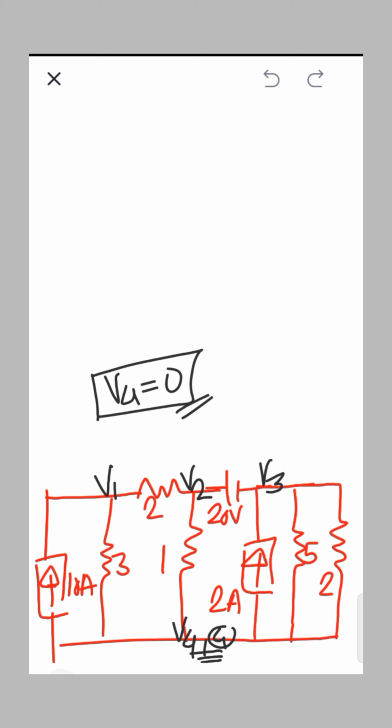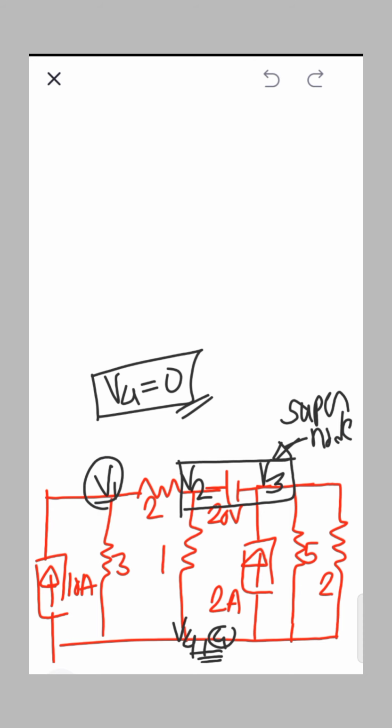Which node is to be considered as a super node? Where an ideal voltage source is connected, that is V2 and V3, will be considered as a single node, a super node. Means how many equations will there be? First we will apply KCL at V1 and then at the super node.